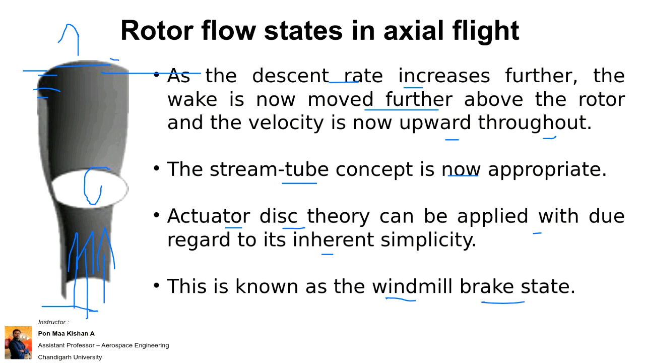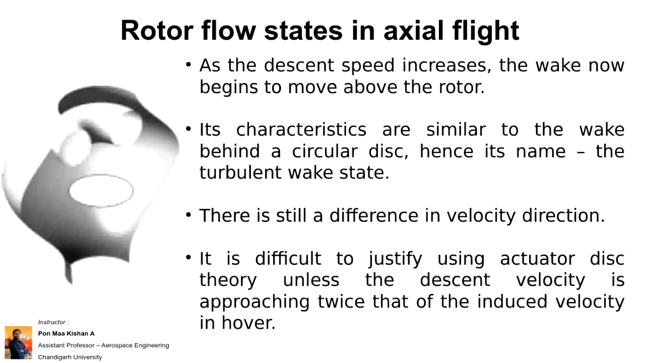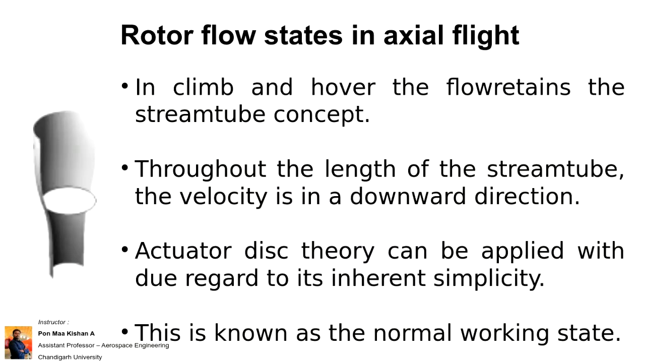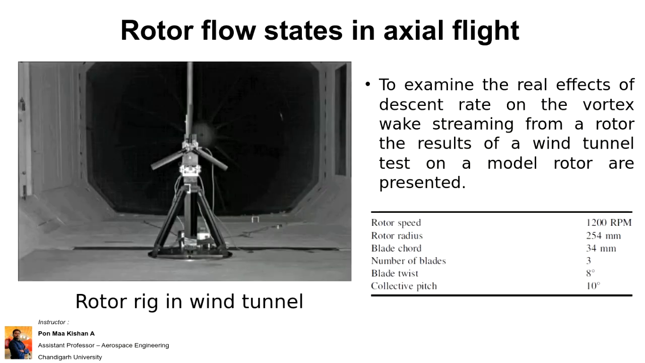Once again I am going back through each slide so that you can understand the wake analysis and how it has been done. I will just give the summary. They kept a rotor rig in the wind tunnel. The following parameters are considered; these are the wind tunnel settings. 1200 RPM, rotor radius is 254 millimeter, blade chord is given, and number of blades is 3. Blade twist is taken as 8 degrees, and collective pitch is 10 degrees.